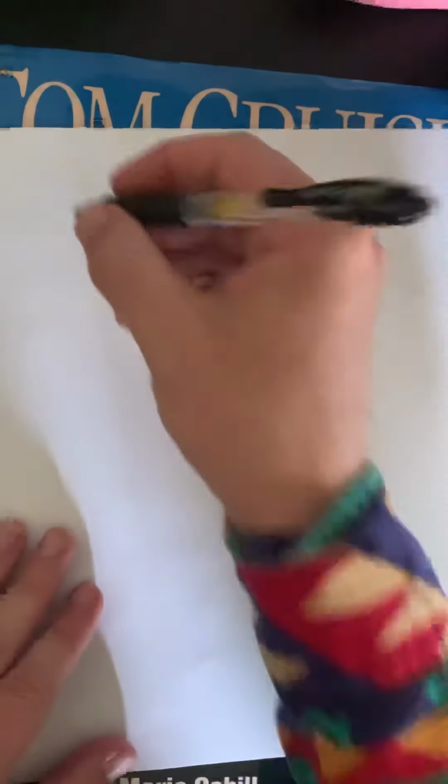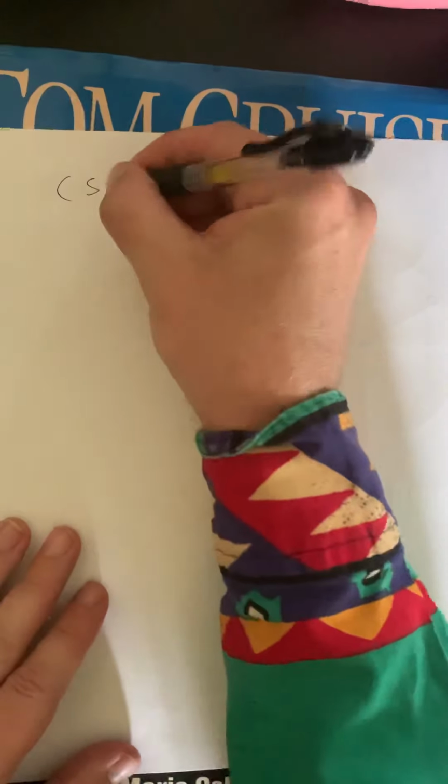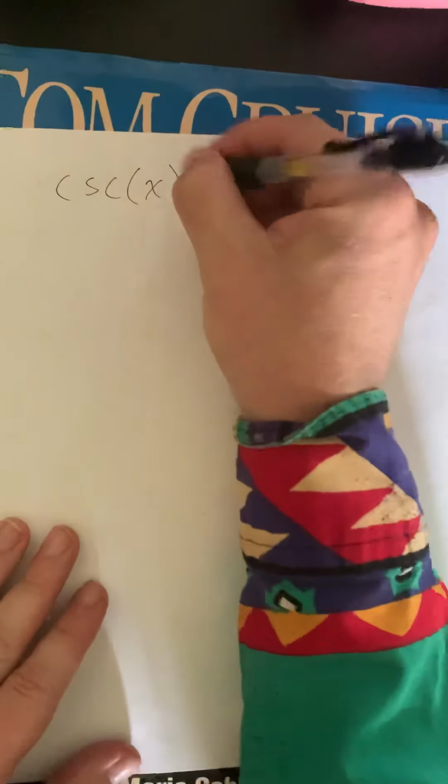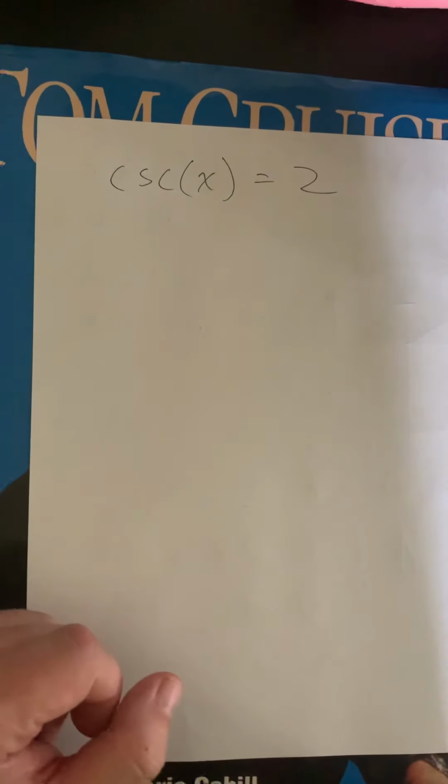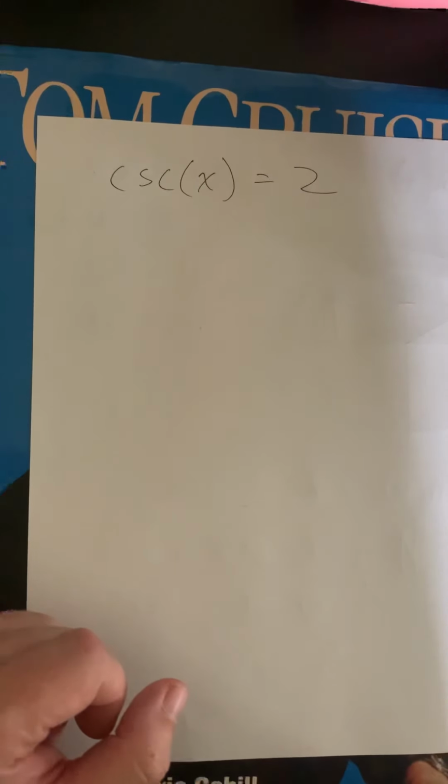Okay? You got any more? I can do you one more. What about if you see something like cosecant? Cosecant x equals 2. Now, normally you'd say, hey, cos can't be equal to 2. That's outside the range. You're right. But this ain't cos. This is cosecant.